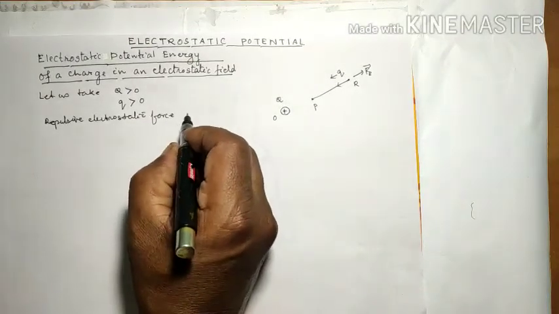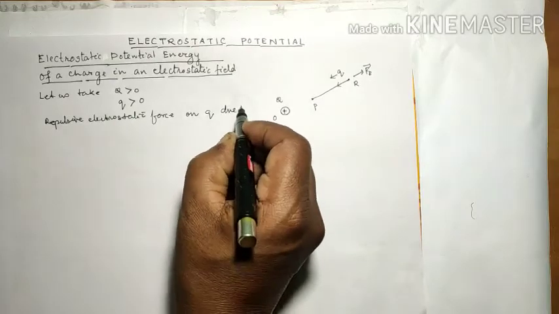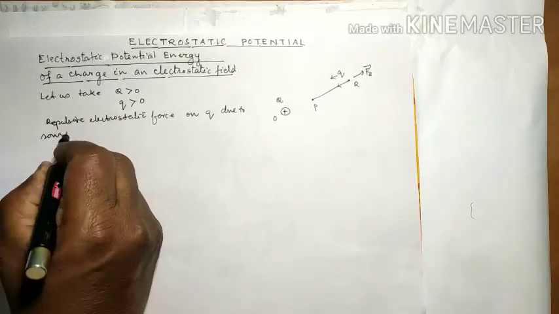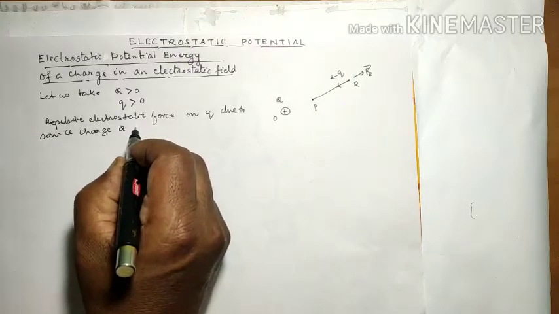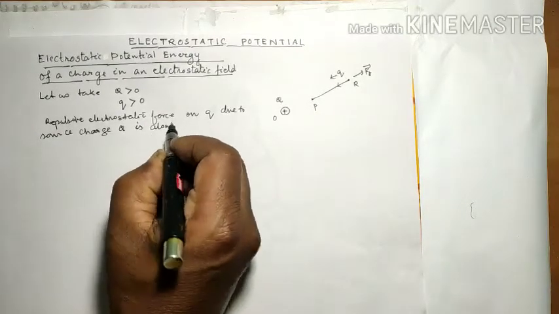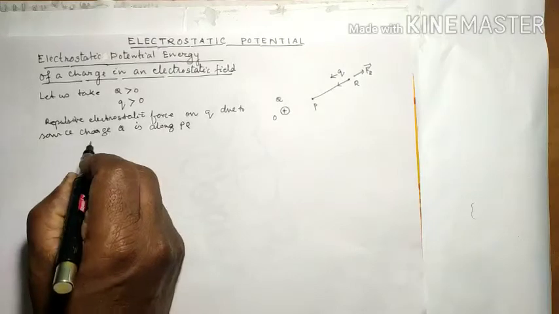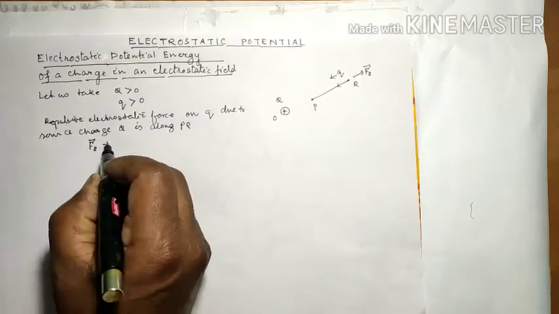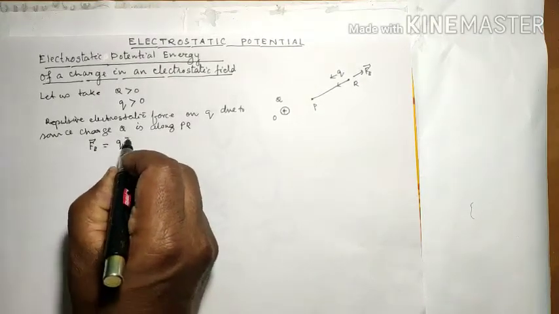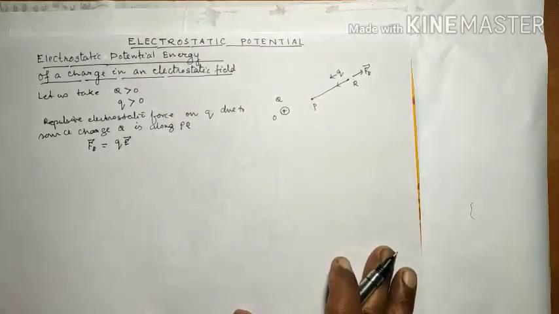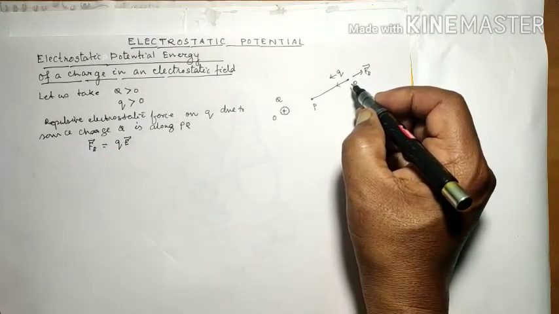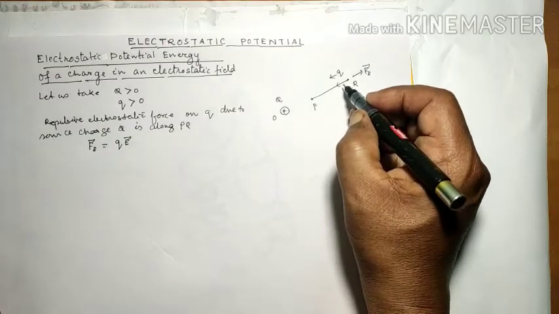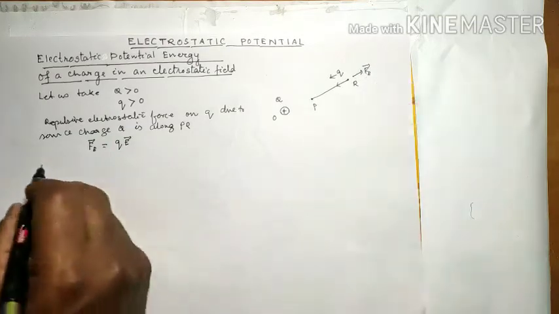Repulsive electrostatic force on q due to source charge capital Q is along PR. Fe, the electric force, is equal to q into E. Now we apply external force F external just enough to counter the repulsive electrostatic force Fe.